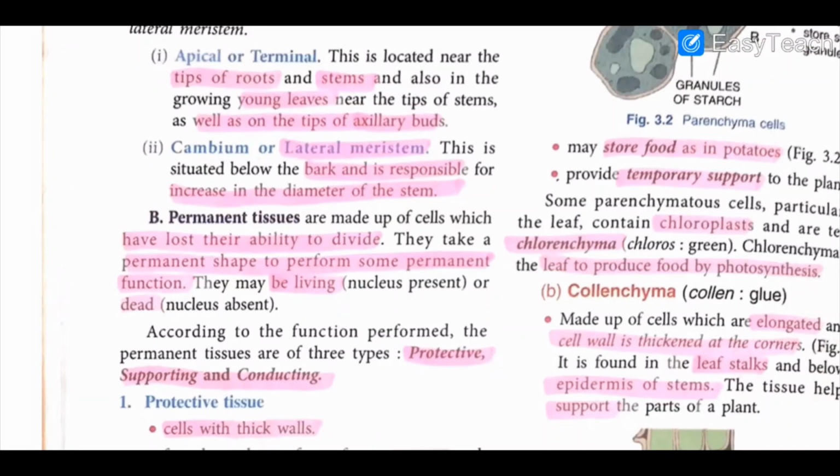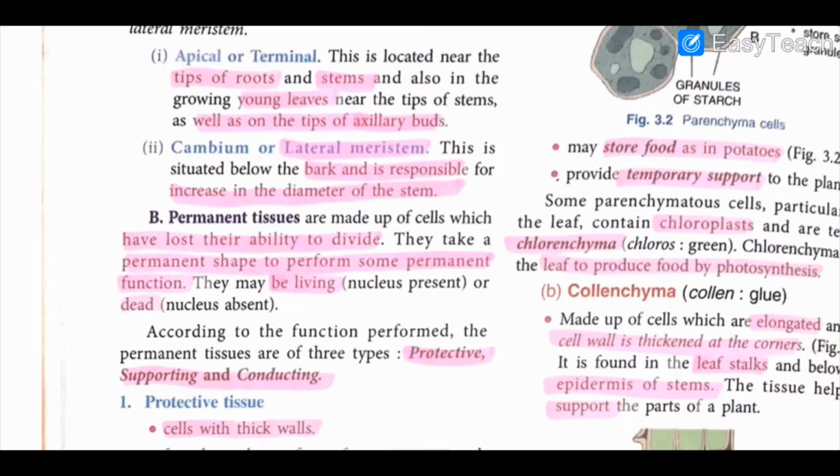All right. First one, apical or terminal. So this is located near the tips of roots and stems and also in the growing young leaves near the tips of the stems as well as on the tips of the axillary buds. So what do we understand from this paragraph?